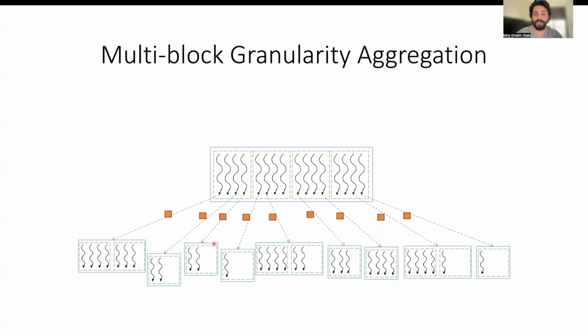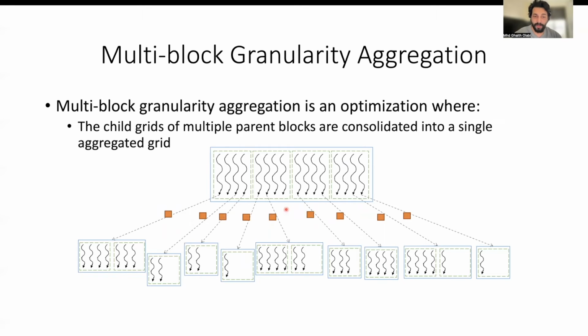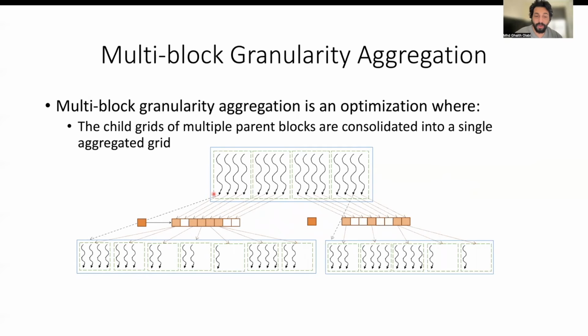The third optimization is multi-block granularity aggregation. It is an optimization whereby the child grids of multiple parent blocks are consolidated into a single aggregated grid. In this particular example, we see 4 parent blocks. They have parent threads. A variety of threads do a dynamic launch, and we end up with several grids launched dynamically. We apply aggregation. Now, instead of each thread doing a dynamic launch, they consolidate their work in memory, and one of the threads does the launch.